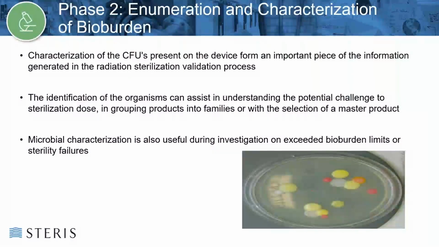Once cultured and enumerated, we can characterize the type of organisms present on the product. Characterization of the CFUs present on the device gives insight into the likely sources of bioburden and their potential resistance to sterilization. The identification of the organisms can also assist in understanding how to appropriately group products into a family or with the selection of a master product. Microbial characterization is also useful during investigations on exceeded bioburden limits or sterility failures.